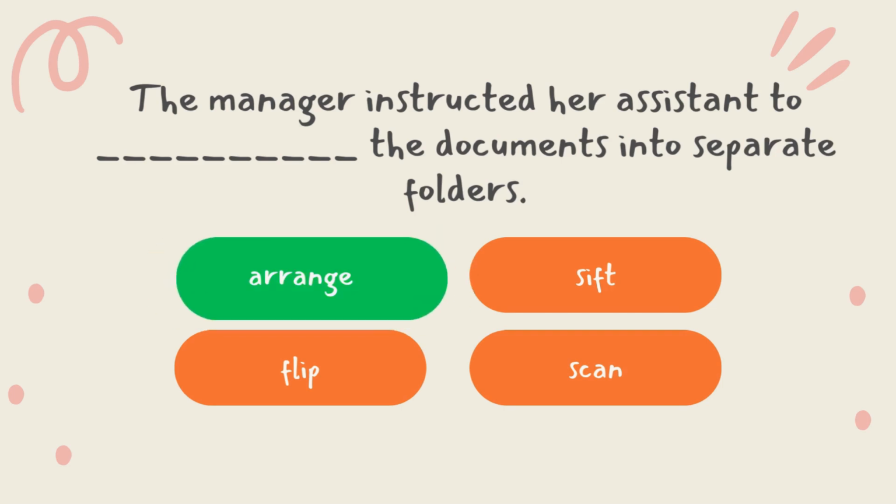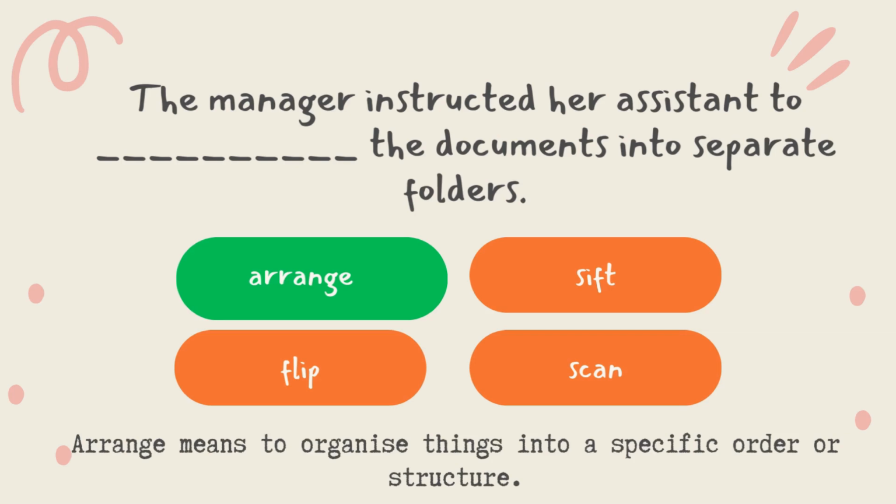The correct answer is arrange. Arrange means to organize and put things into a neat and specific order or structure. Putting documents into separate folders requires organization, so arrange fits naturally. Sift means to look through thoroughly and separate what is most important. Flip refers to turning pages, while to scan means to look over quickly or to digitize documents. Only arrange accurately describes the task.